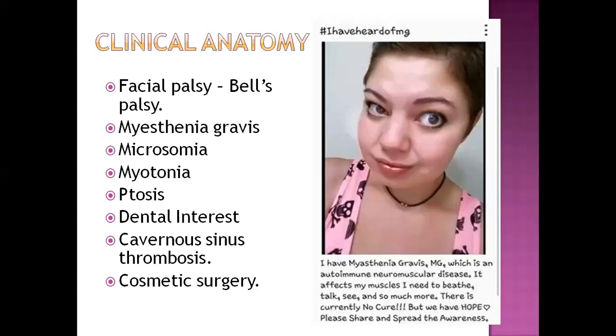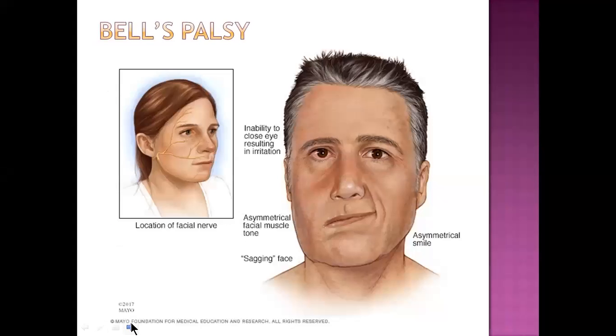Okay, examination of facial nerve. What are the signs and symptoms of this facial nerve paralysis? That's how it's called the Bell's palsy. Now let us see how the facial nerve paralysis looks like. It looks like this. You see here. See, this person is having the Bell's palsy or the facial nerve paralysis.